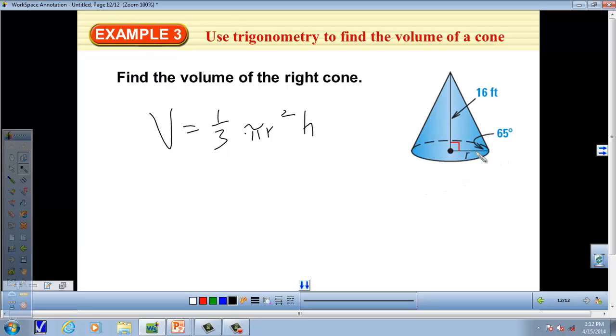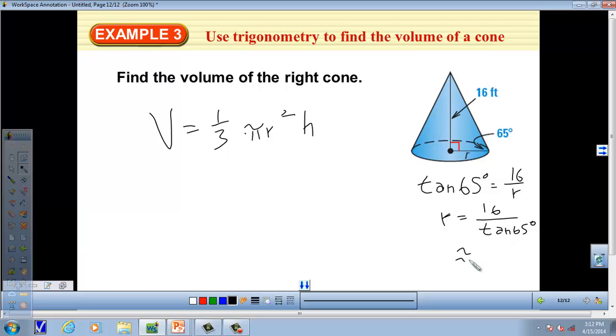In order to figure out our radius, which is not given to us, we have our height, which is 16, and we have this angle. In order to find this radius, we're going to have to use either sine, cosine, or tangent. In this case, we have opposite and adjacent, so it's tangent. So we would say tangent of 65 degrees is equal to opposite, which is 16, over adjacent, which is r. Remember, we can just flip-flop those, and we would get r is equal to 16 over tangent 65.